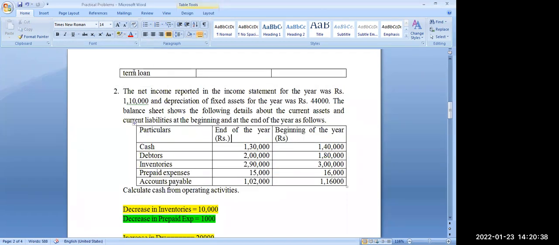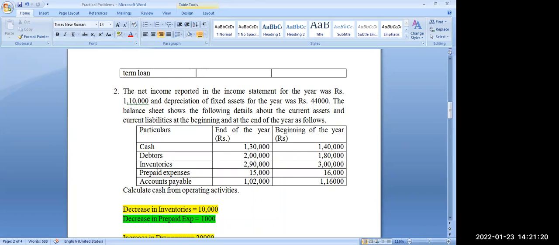Cash at the end of the year is 1,30,000. Beginning of the year is 1,40,000. Now what to do in this situation while preparing the cash flow statement with these two amounts? You remember that format? Cash flow statement format I showed you just before. What will you do with these 1,30,000 and 1,40,000? 1,40,000 is the cash available at the beginning of the year, and 1,30,000 is at the end of the year. So what do you do with these two amounts while preparing the cash flow statement?